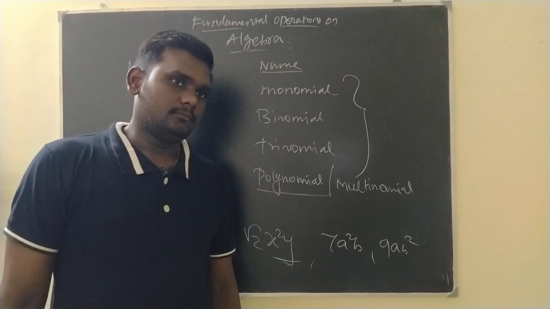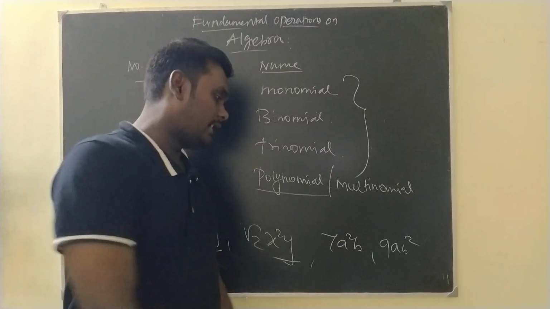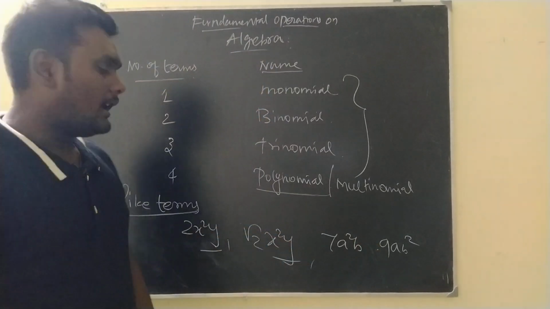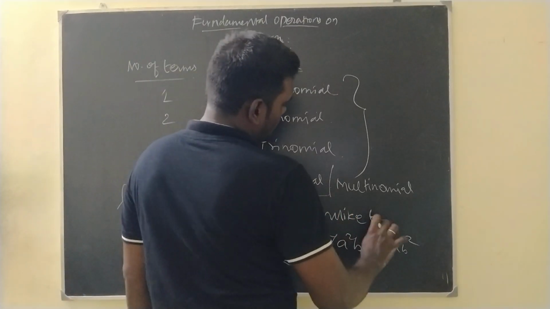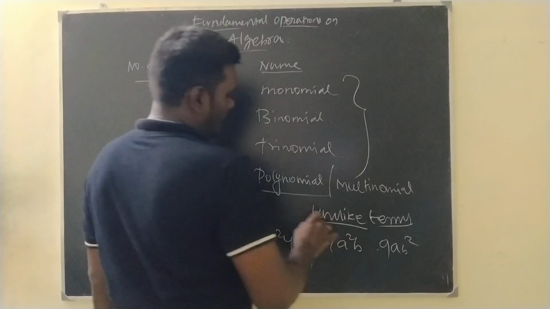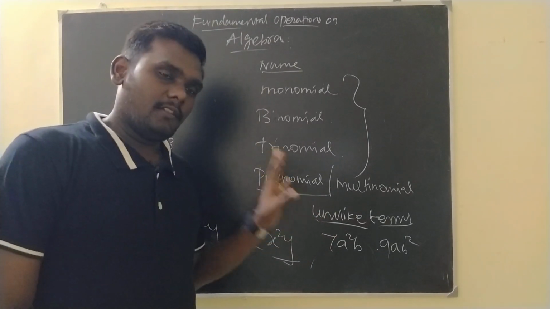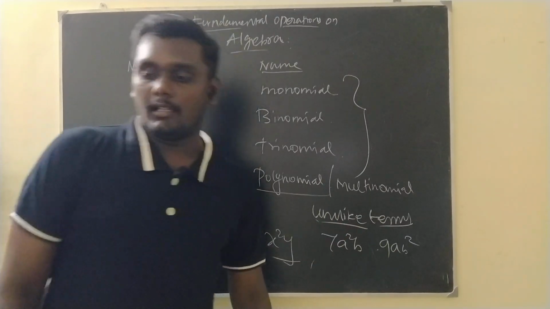Like 7a square b, 9ab square, both are like terms or not? No, they are not like terms. See, a power 2, here a power 1, they are not like terms. So when these are not like terms, we call it as unlike terms. How do we call it? Okay. So if it has same literals, same alphabets within the same power, we call it as like terms. If it is not having, then it is unlike terms.